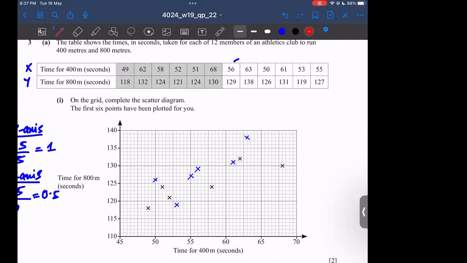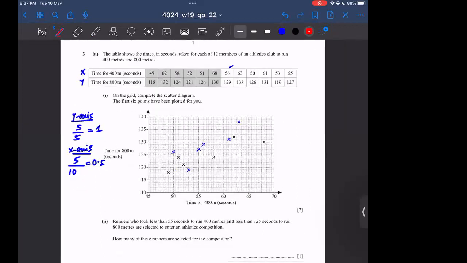Yeah. So what does it say? Runners who took less than 55 seconds to run the 400-meter race and less than 125 seconds to run the 800-meter race are selected to enter the athletics competition. How many of these runners are selected for the competition? Right. A runner who took less than 55 seconds for the 400-meter race. This one is less than 55. Yes, this one is less than 55.